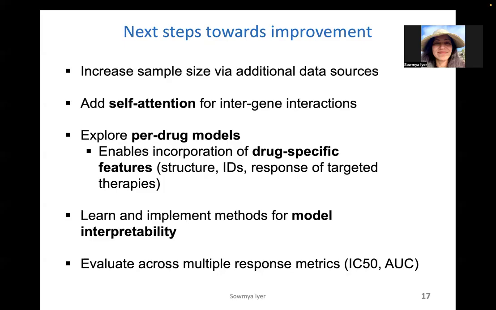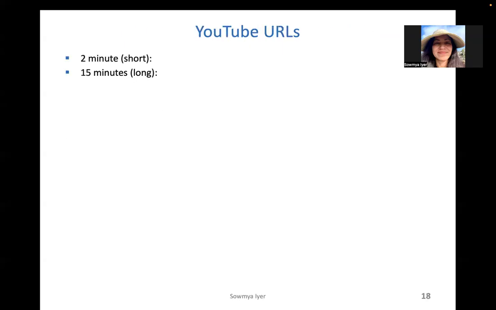I would like to learn and implement methods for model interpretability. I understand that this is a hot topic right now, and I think it's extremely important. I would also like to evaluate this across multiple response metrics. Right now, it's on IC50, which is just one metric of drug response. There are others, like root mean square error and area under the dose response curve. I would like to build a model that is robust across multiple ways of measuring the response.